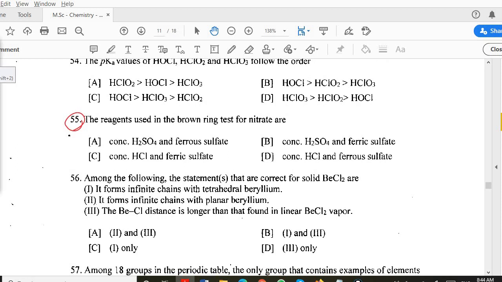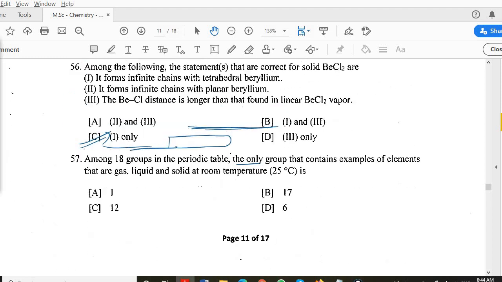Next, the reagent used for the brown ring test. For that, ferrous sulfate, FeSO4, and concentrated H2SO4 are used. Okay, for the brown ring test for nitrate ion.